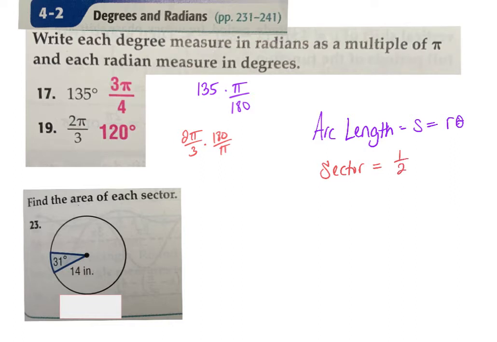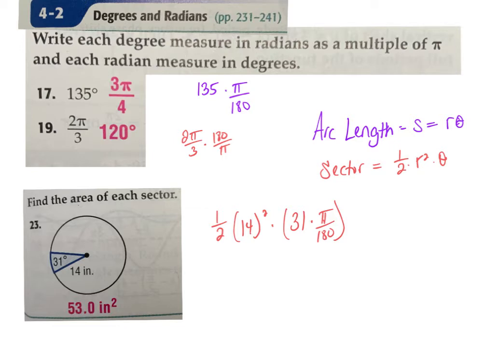this is 1/2 radius squared times your theta. For area of a sector, then I'm going to say 1/2 my radius squared times, I need this in radians. So instead of 31, I'm going to say pi over 180. Right. 53.0 square inches for this one.